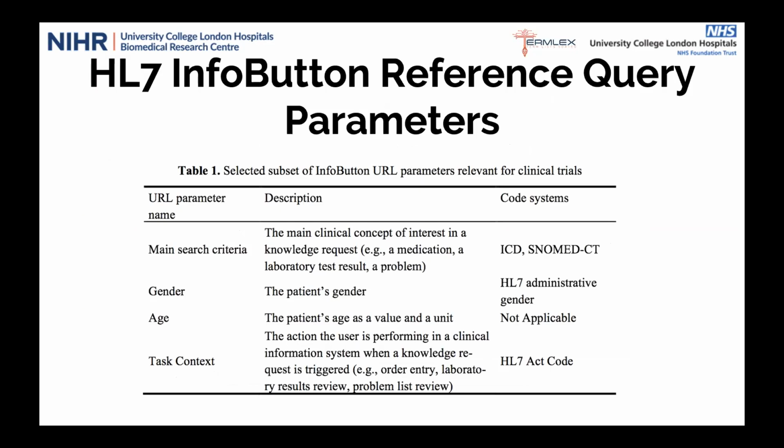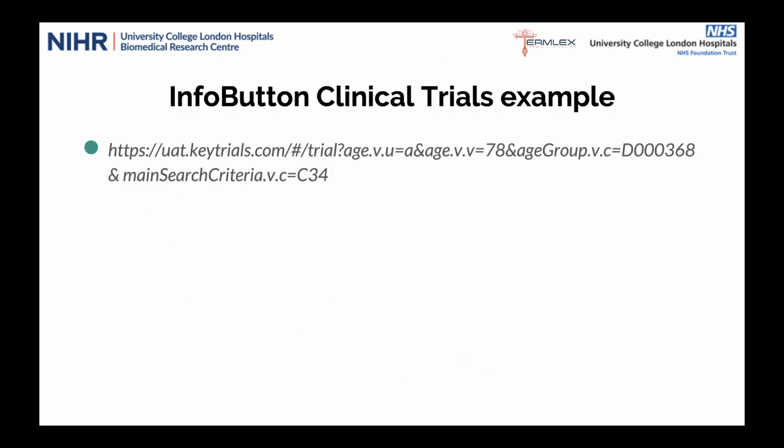The standard itself has a whole lot of URL parameters. I'm only highlighting the really important ones. The main search criteria is a key one here, because it's the place where you can add a coded concept, and that's where ICD or SNOMED or something else comes in. Gender and age are relevant for us. So if we now build a URL query based on the Infobutton standard, that's kind of what it would look like.